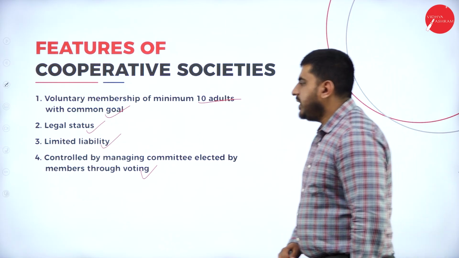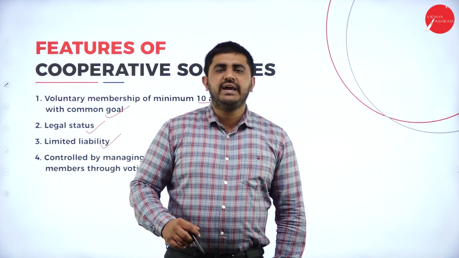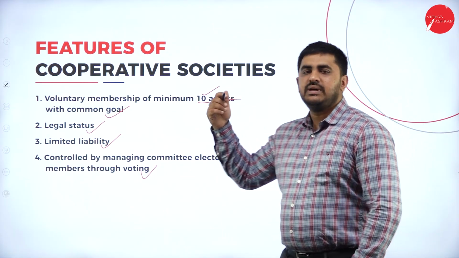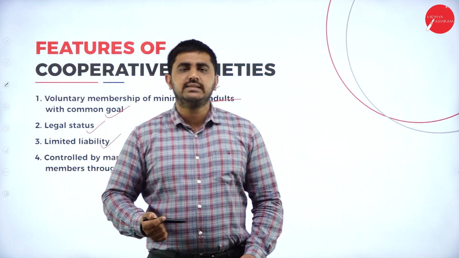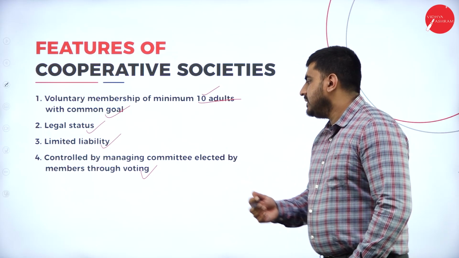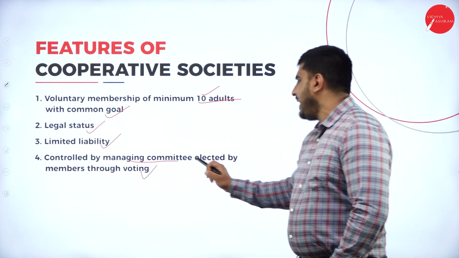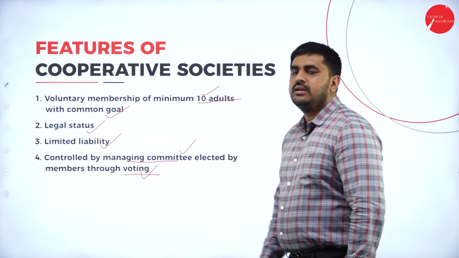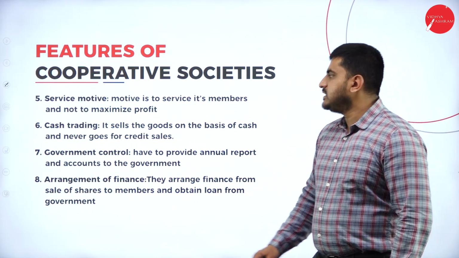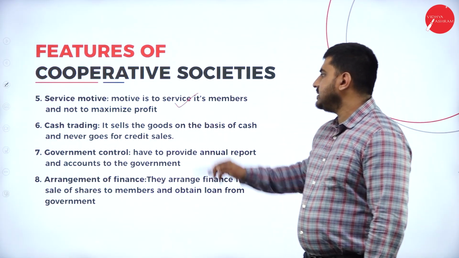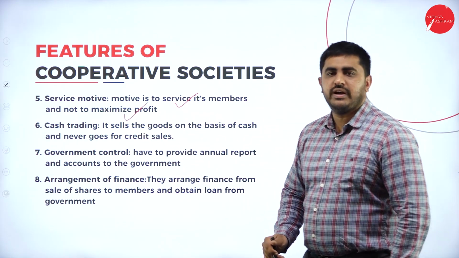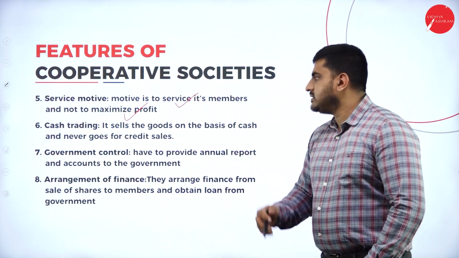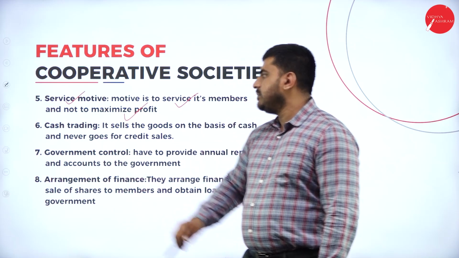Obviously, there has to be a board of directors to control the cooperative society, because here the minimum is 10 and the maximum is unlimited. There will be 10,000, 20,000, etc. So, to monitor them, there has to be a managing committee, and this managing committee will be elected by voting of the members. Next, service motto. The motive is to serve its members and not to maximize profit. They will make profit, but they will not use it for personal use. They will help the other members. So, here there is a service motive, not a profit motive.